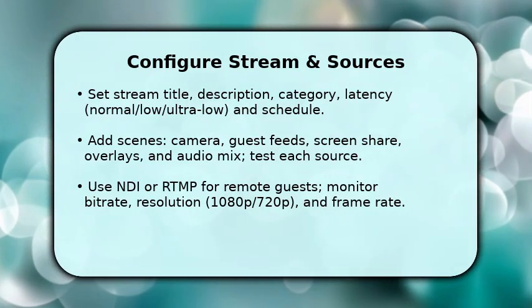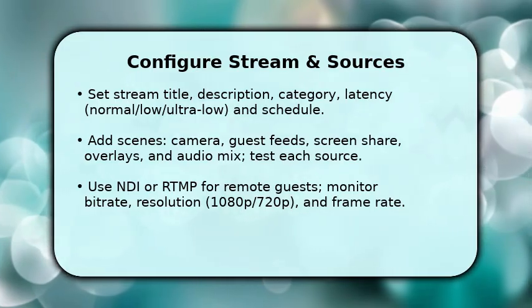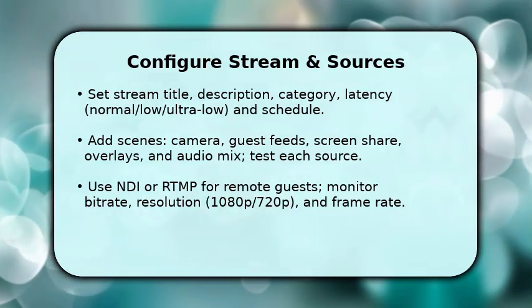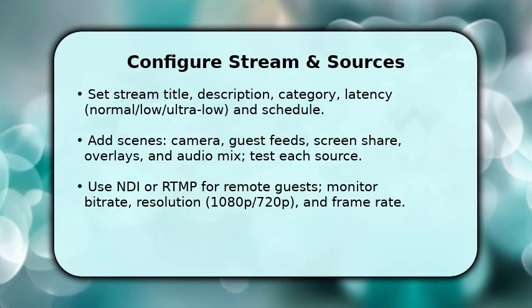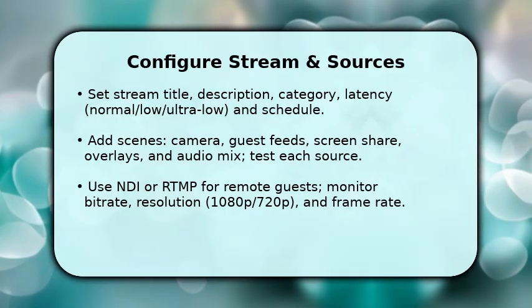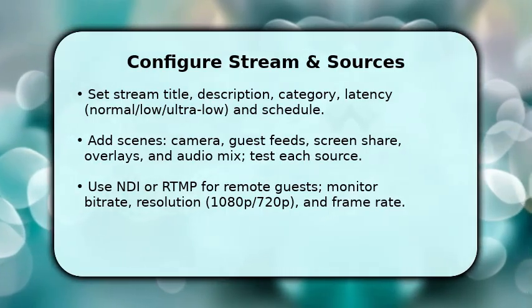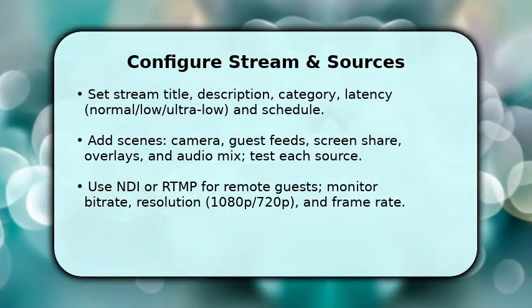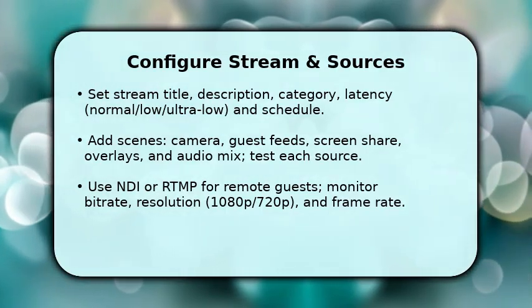In your encoder, create scenes for host camera, guest feeds, screen share, and overlays, then test audio levels and sync. For remote guests, use NDI, SRT, or RTMP relay so everyone's feed arrives reliably. Monitor bitrate and resolution. Lower bitrate to reduce drops.